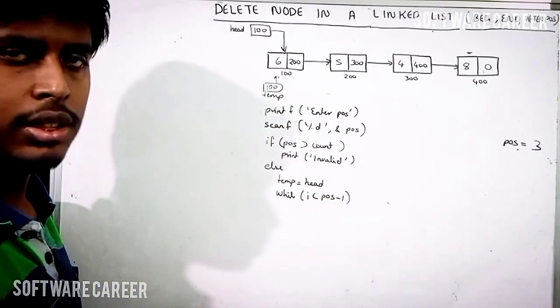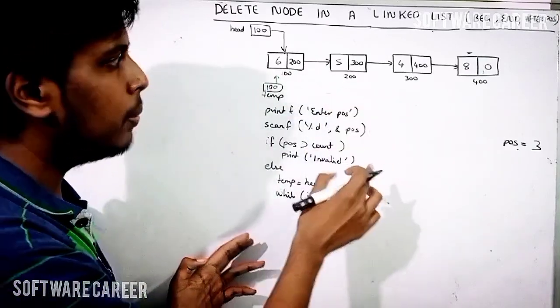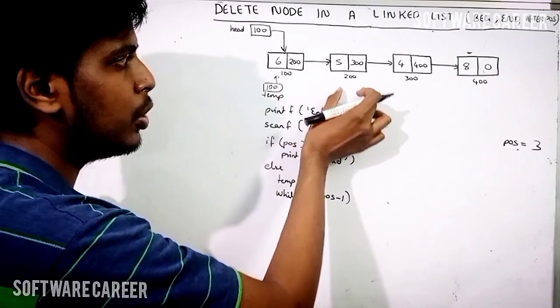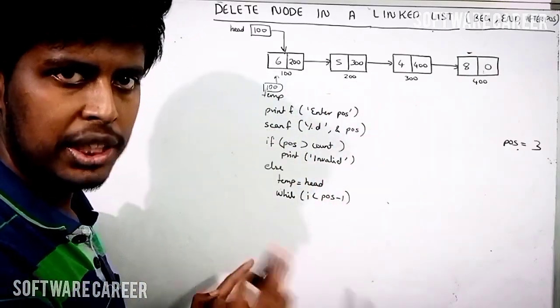What is this condition? See, this condition is that temp should move one step forward, but it should stop at 200. It should not move further. That's why I am writing this condition, the terminating condition.